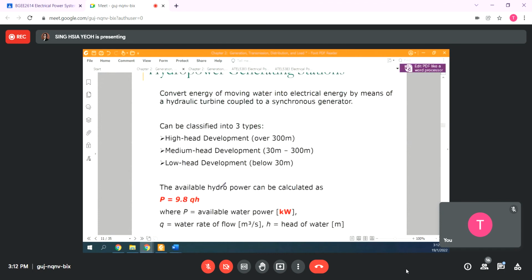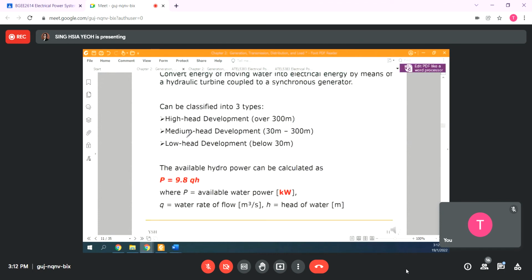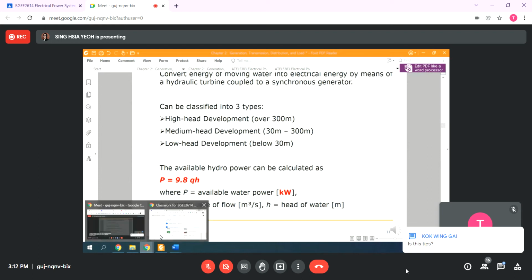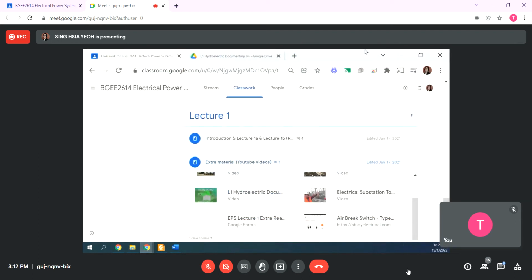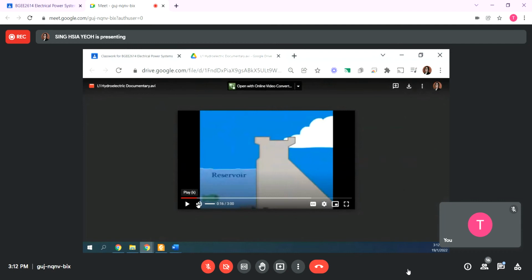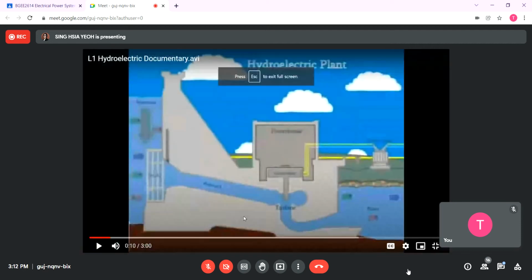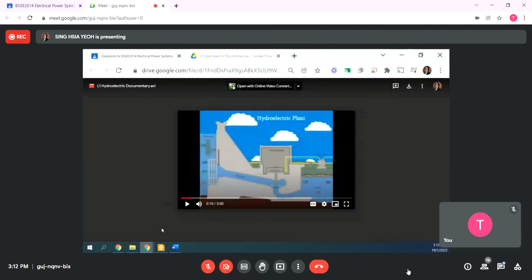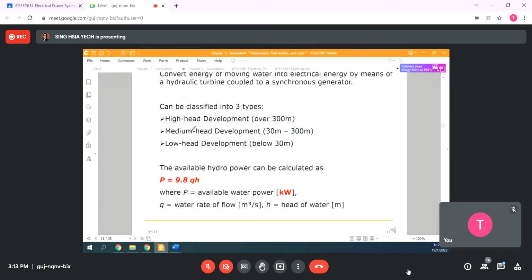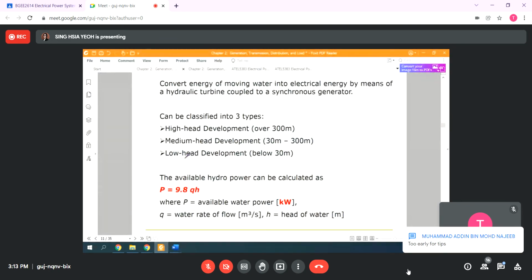Then hydropower stations: you have high, medium and low head, which is according to the video just now. Roughly here, you can see the head. Can you see my arrow? There is high head development, medium or low head development.